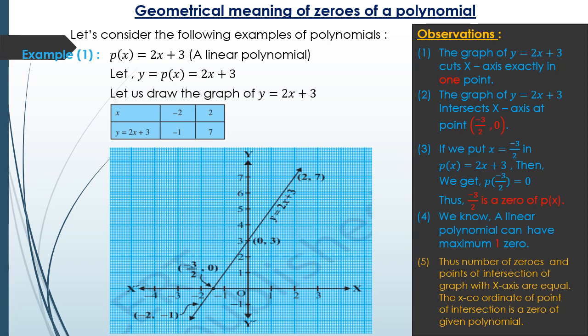To understand this properly, before saying this as a property, let us see one more example where we are going to take a quadratic polynomial and we are just going to check whether all these properties are applicable to a quadratic polynomial or not. Okay, so let us take a quadratic polynomial. P of x is equal to x square minus 3x minus 4. So this is a quadratic polynomial.